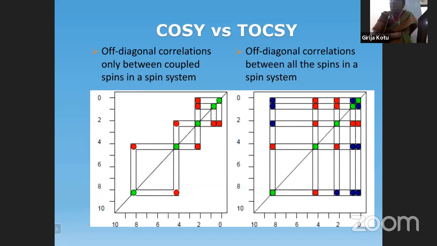So you're finding n minus 1 cross peaks in a spin system. That means total correlations you're going to find in the molecule. This is nothing but TOCSY, total correlation spectroscopy. So total correlation spectroscopy, we are talking about only homo-COSY.